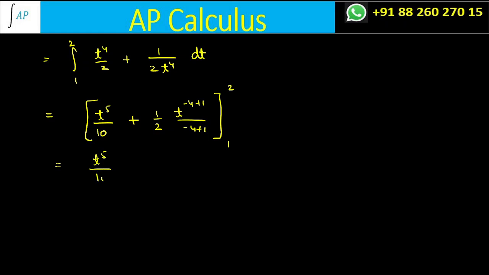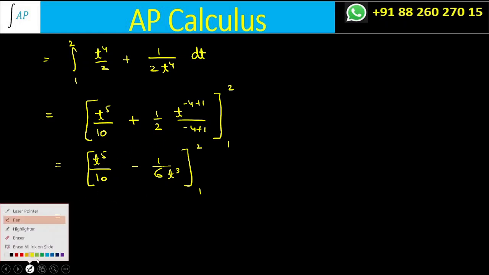If you simplify this thing, this is t power minus 3, and this will also become negative 3. Negative 3 times 2 is negative 6. So basically it will become minus 1 over 6, and this t cube can be taken downwards like this. And this is the limit from 1 to 2. Now we can substitute the upper limit.